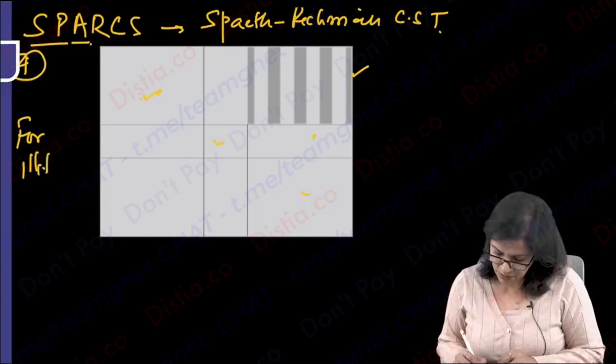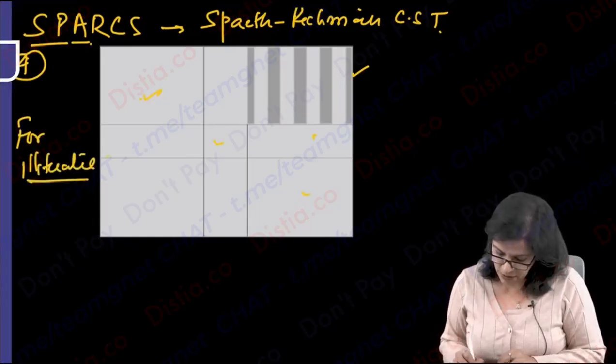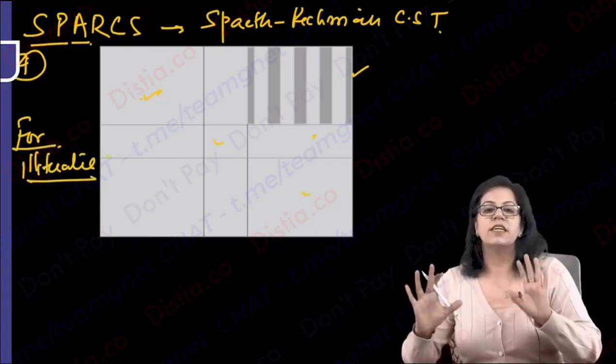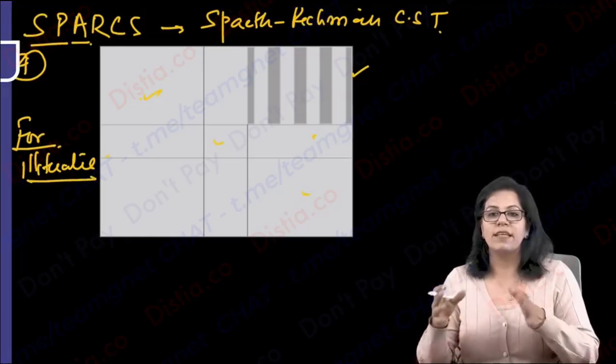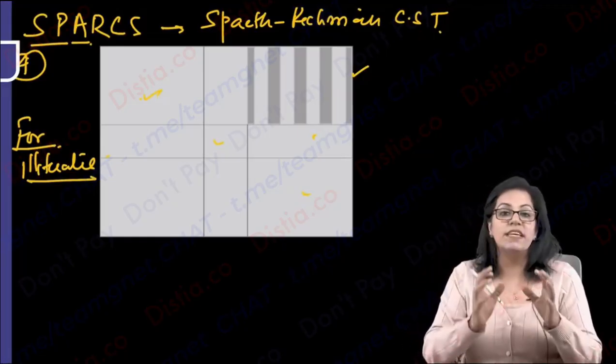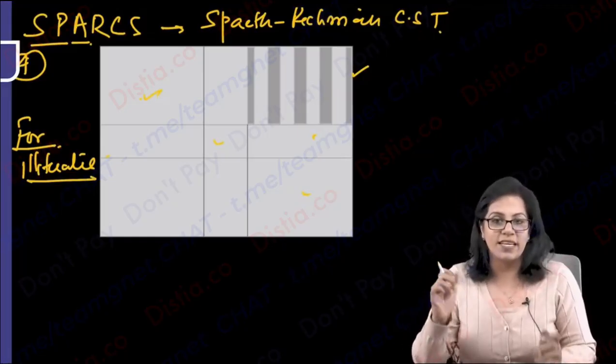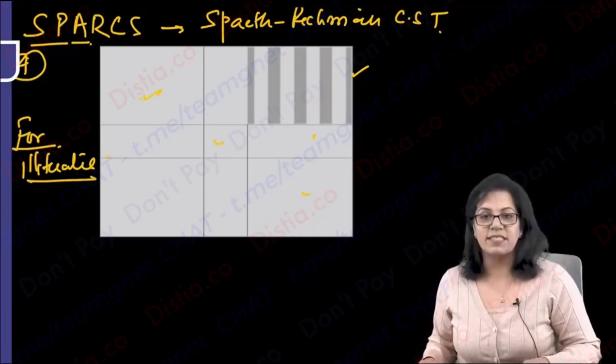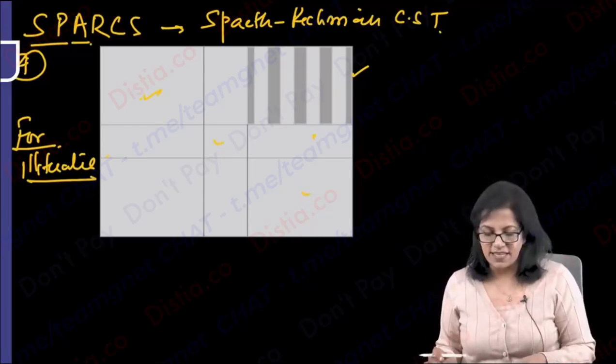As I just explained, it's a computerized method where the patient has to click at the box where he can just see the grating, because he may not be able to tell right, left and describe it. Wherever he is able to visualize the grating, he has to click that box. Okay. So this is your sparks test. So these are some tests for contrast sensitivity.